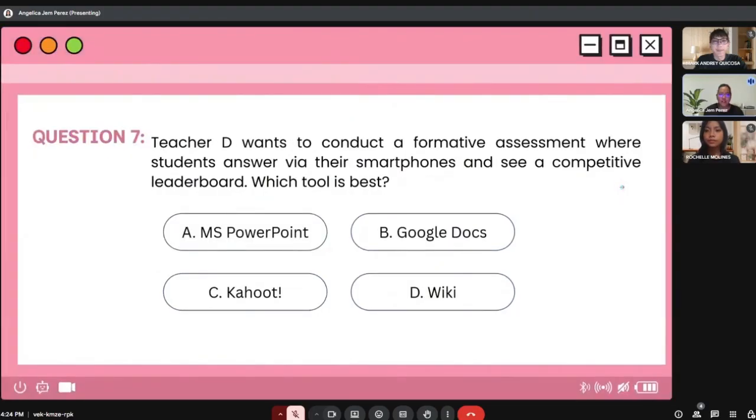For number 7, Teacher D wants to conduct a formative assessment where students answer via their smartphones and see a competitive leaderboard. Which tool is the best? A. MS PowerPoint, B. Google Docs, C. Kahoot, and D. Wiki.